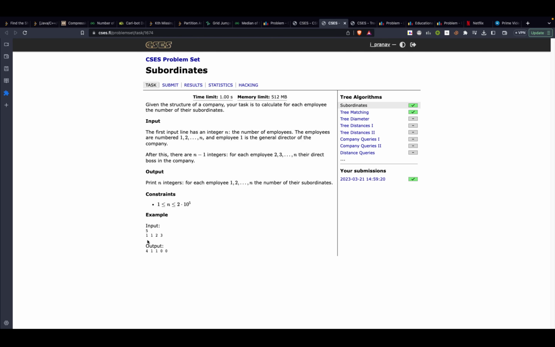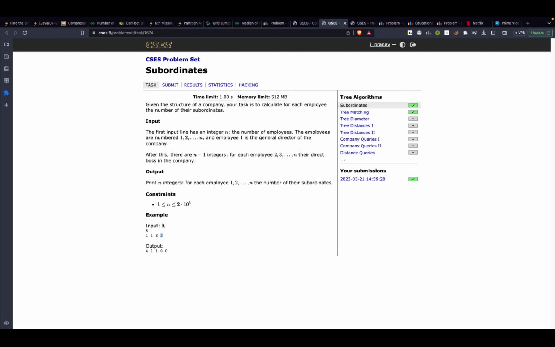After this, we would be provided with n minus 1 integers. Over here n was 5, so we are provided with 4 integers. That would basically tell us what this particular person reports to. So we are starting with person 2 itself, because about person 1 we already know that he's the director, right? So person 2 reports to person 1, person 3 reports to person 1, then person 4 reports to person 2, and person 5 reports to person 3. So this is what we know.